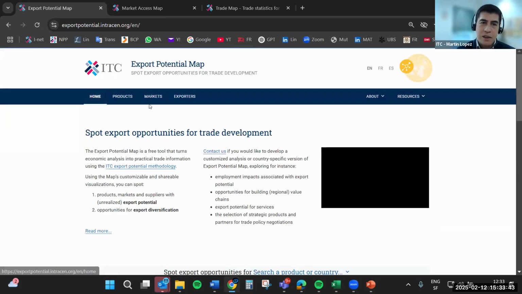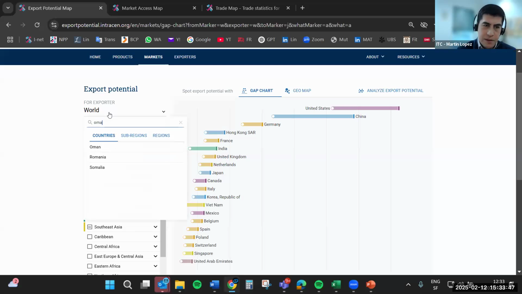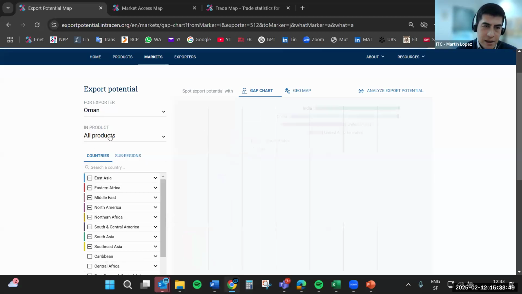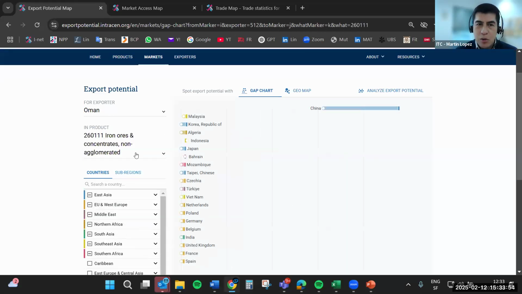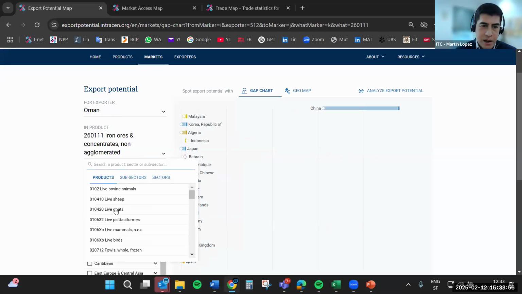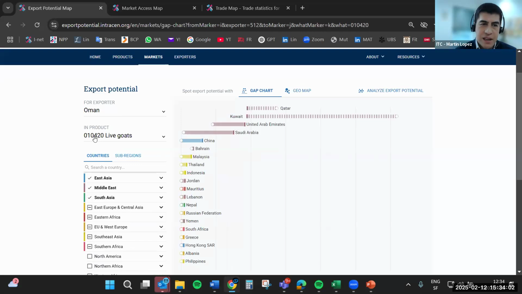What did we do for that? We clicked here in markets to identify where my iron from Oman could be sent. Well, in this case, we're looking at another product, but we can do the same for a number of other products at the 6-digit level of the tariff nomenclature.